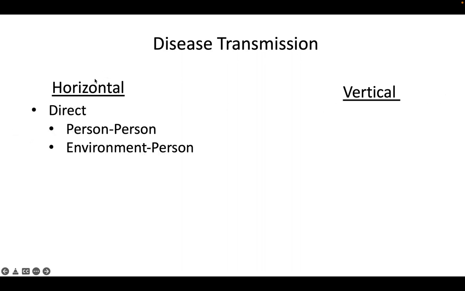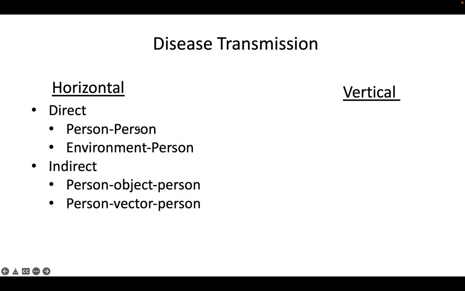With horizontal, it can be direct, like person to person or environment to person, and I'll come up with some examples in a second. Or indirect, where there's an intermediate step, like you didn't get it directly from someone sneezing, but maybe they touched an object and then you got it from the object, or a vector like a mosquito.